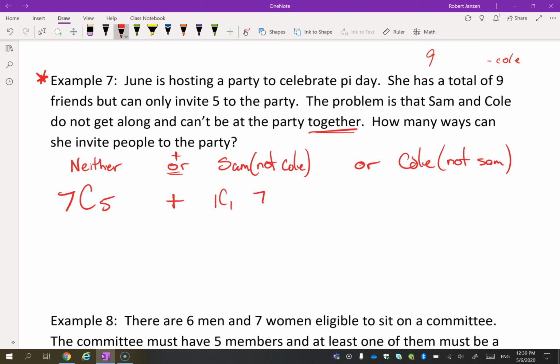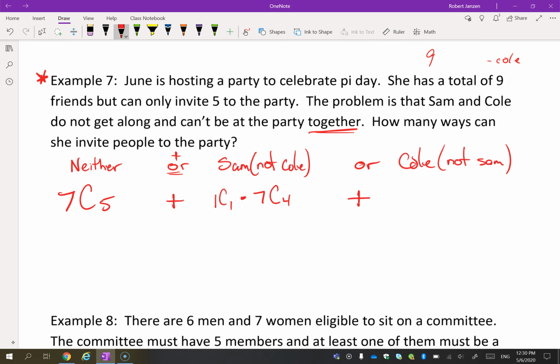7, right? It's the 9, take away Sam, take away Cole. There's 7, and how many is she going to choose from those 7? 4 more, because 1 and 4 equals 5. Now you're doing both of these things, so we need to multiply here. Okay, it's Sam and these 4 others.